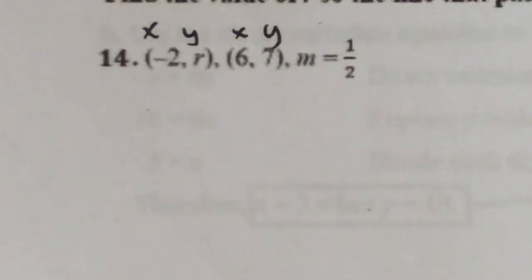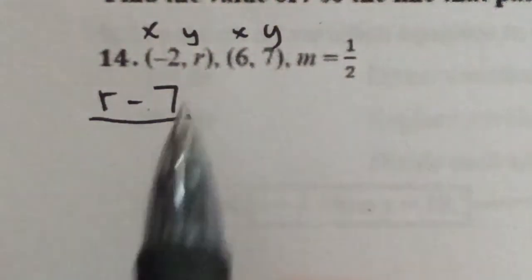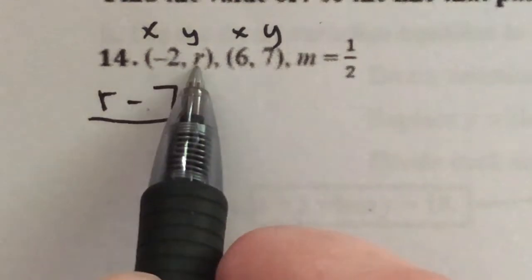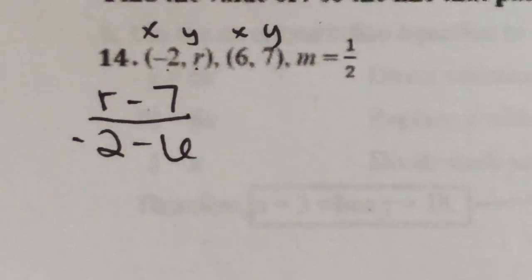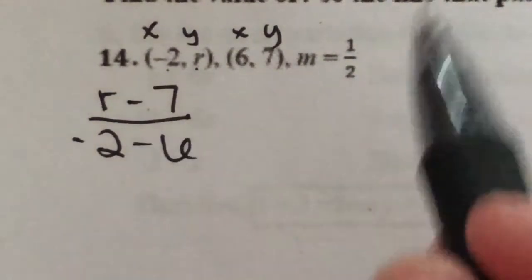So my slope formula is y minus y over x minus x. I'm going to do r minus 7 over... Since I started with r on top, I got to start with its partner on bottom: -2 minus 6. Okay? And so normally this tells me my slope. I solve for the slope.